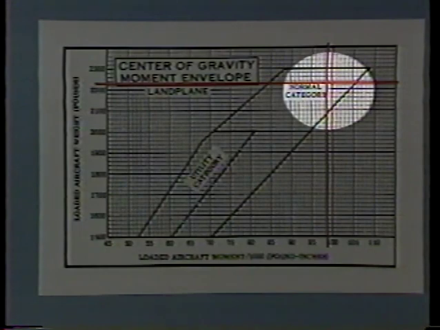The point where they intersect is our center of gravity. Is it inside the envelope? It sure is, and that means we are complying with the manufacturer's certification for both weight and balance.